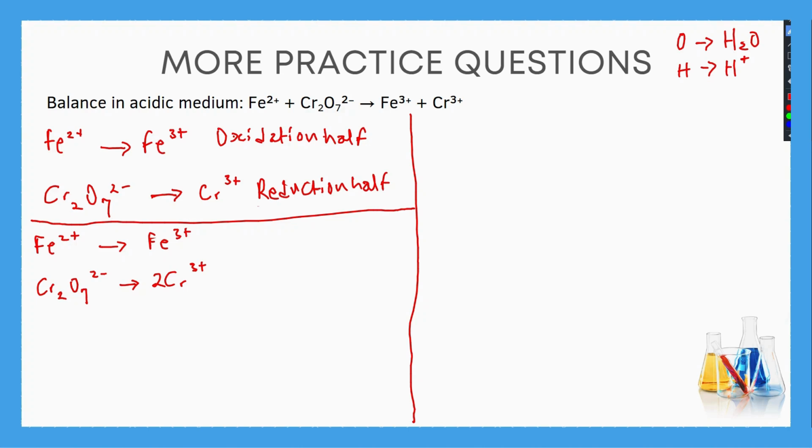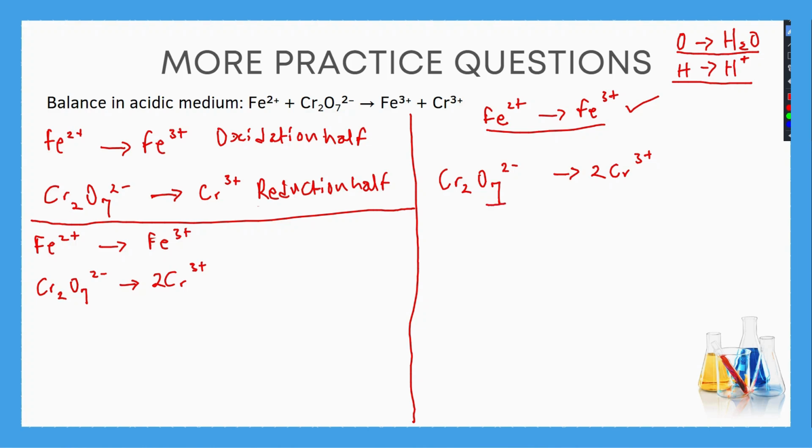So for the first half of the reaction, we have Fe²⁺ yielding Fe³⁺. There is no oxygen atom or hydrogen atom here, so we leave it just the way it is, because this step has been carried out in this half of the reaction. On the other equation, however, we have Cr₂O₇²⁻ giving us 2Cr³⁺. Now, the instruction says balance oxygen atoms using H₂O and balance hydrogen atoms using H⁺. Over here, you can see we have 7 atoms of oxygen, which means we need to add 7 molecules of water to balance oxygen atoms so that they are 7 on both sides.